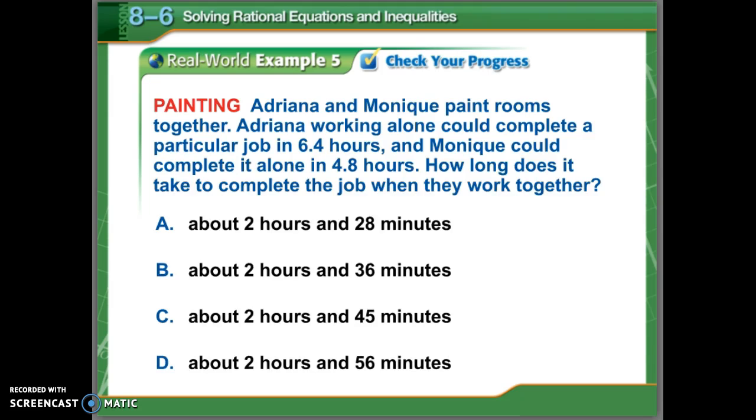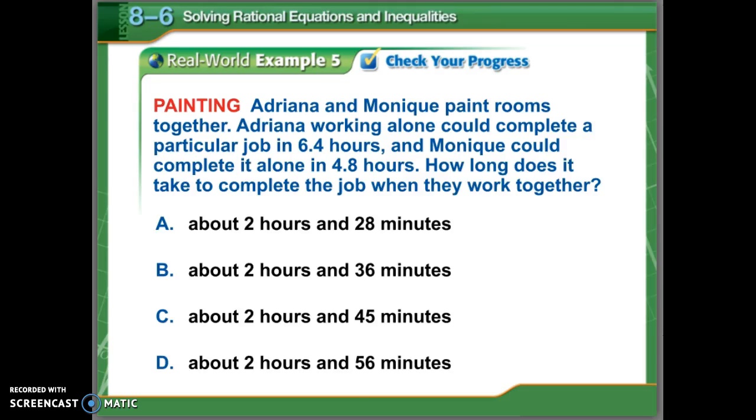Here's another check your progress problem. Read through this, pause the video, work it out, and you have your answer going to the next screen. And our answer this time is C, 2 hours and 45 minutes.